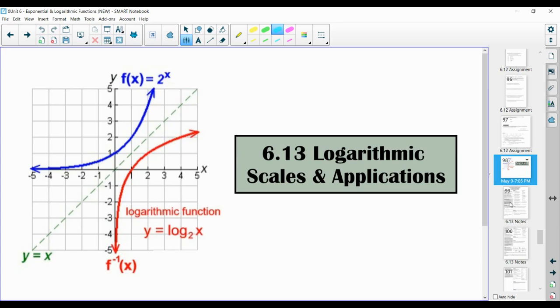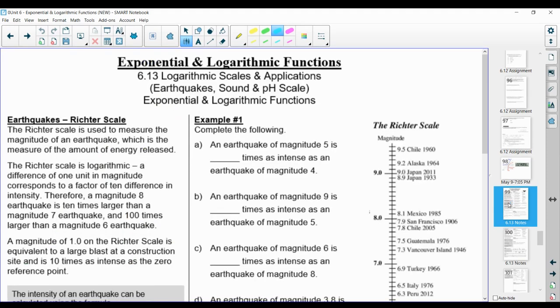Now in this lesson, we're going to actually go through 3 different applications in relation to logarithms. One is earthquakes, then we're going to get into sound levels and pH scale. In all cases, though, we're dealing with the logarithmic scale. So the first one that we're going to talk about is earthquakes. Before we get into the examples, in each of these scenarios, I'm going to give you a little bit of background so you understand how the scale works.